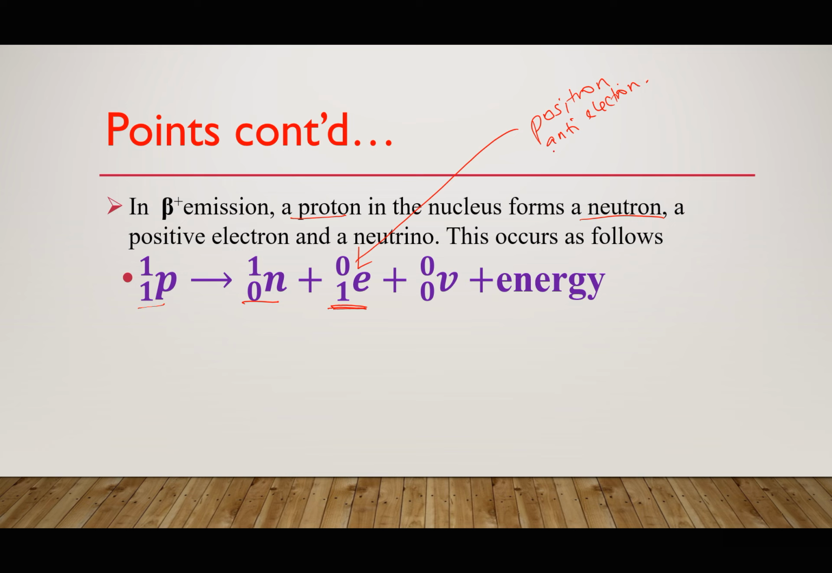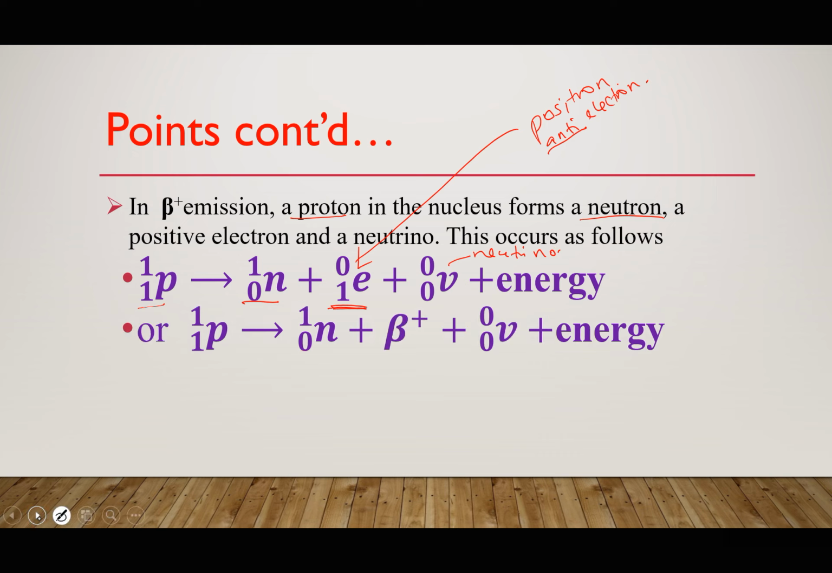Because it is already an anti-electron, it cannot be accompanied by an antineutrino, so it is accompanied by a neutrino. So this is accompanied by a neutrino. Sometimes you may write this as something like this. Instead of writing E01, you may write beta plus. Sometimes you could also put E0 and a 1 there. It is still acceptable. But this is accompanied by a neutrino.